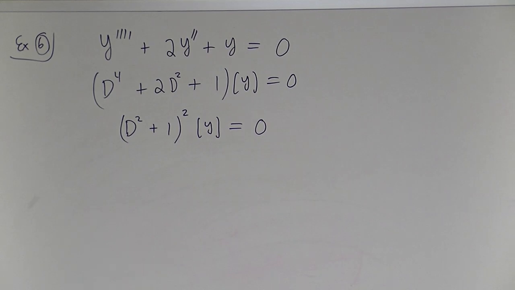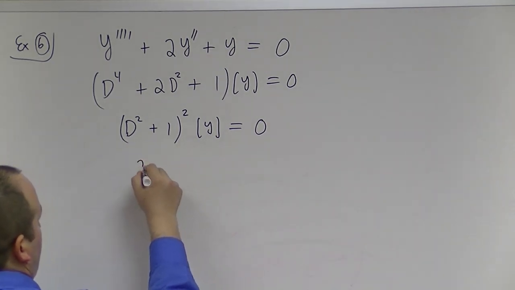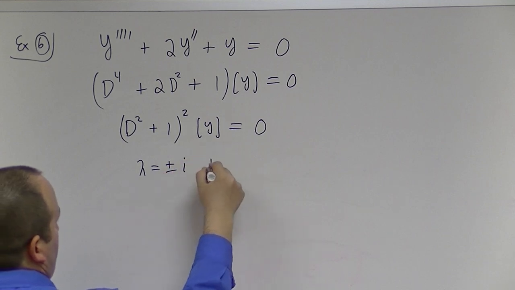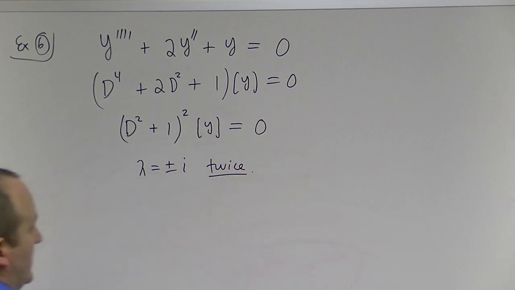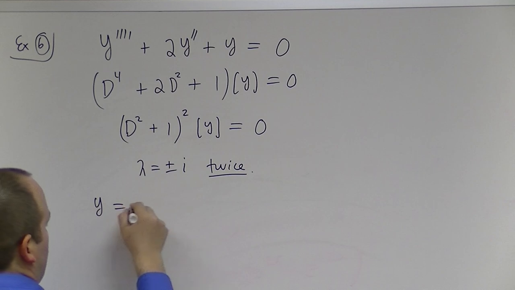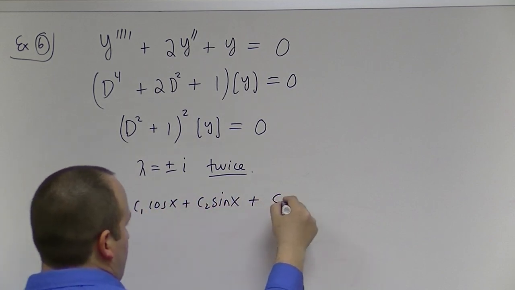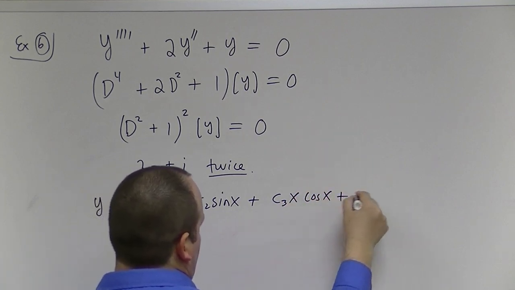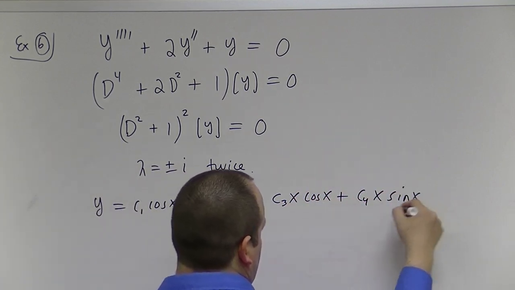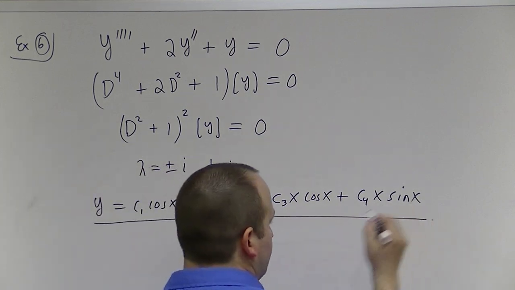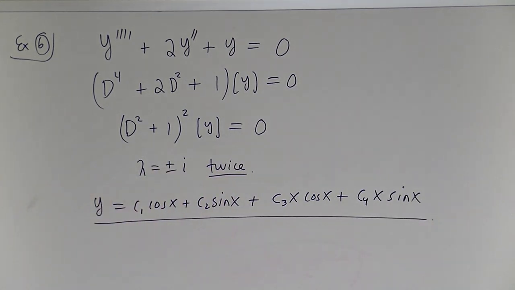So you see here I have lambda equals plus or minus i twice. I have the imaginary root plus or minus i repeated twice. And so then my general solution looks like c1 cosine x plus c2 sine x plus c3 x cosine x plus c4 x sine x. There you go. All right, at this point, I think I've shown you enough of this. We can go on.